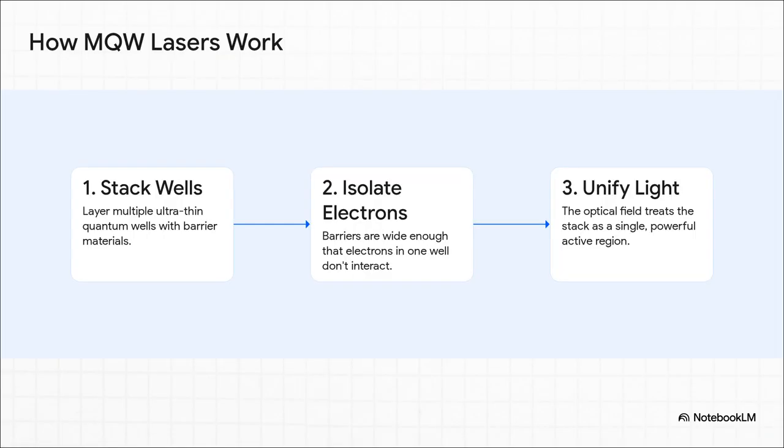The physics here is just so clever. We stack the quantum wells, but we separate them with these little barrier layers. Now, these barriers are just wide enough to keep the electrons in each well isolated, which preserves that crucial staircase effect. The light wave, though, is much wider. It just ignores the individual wells and sees the entire stack as one big unified engine. This design gives us the best of both worlds, all that quantum efficiency, but with a seriously high power output.